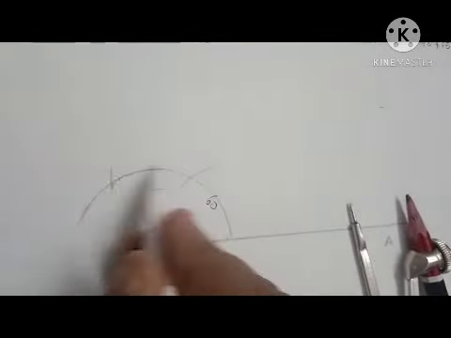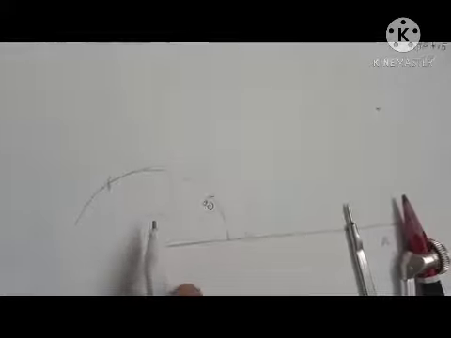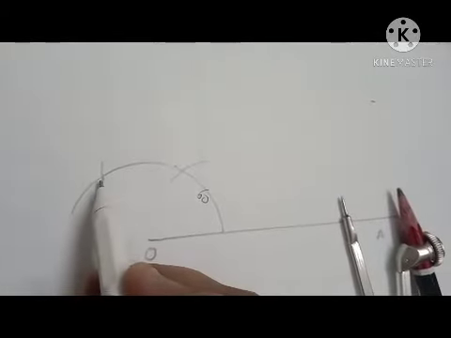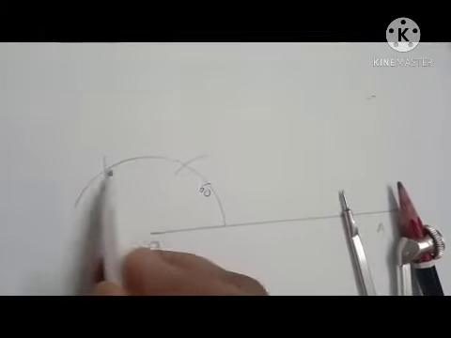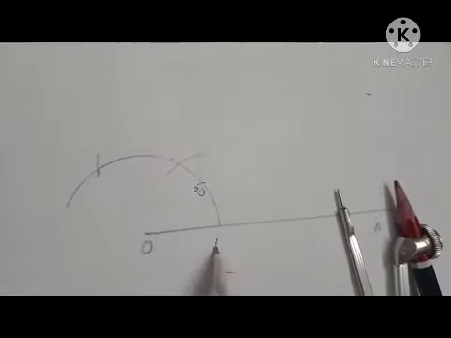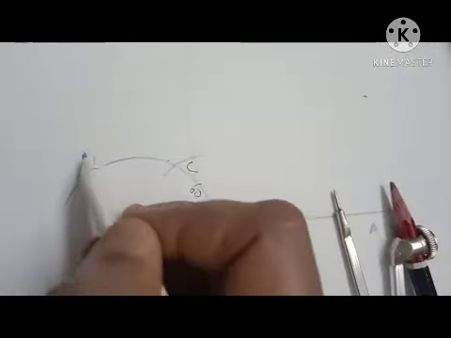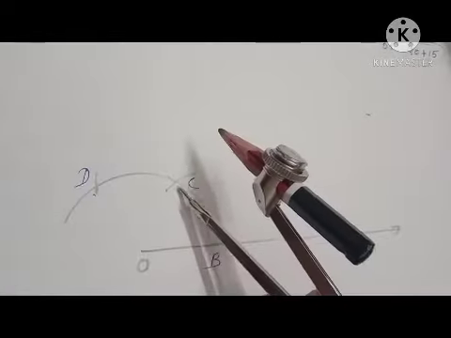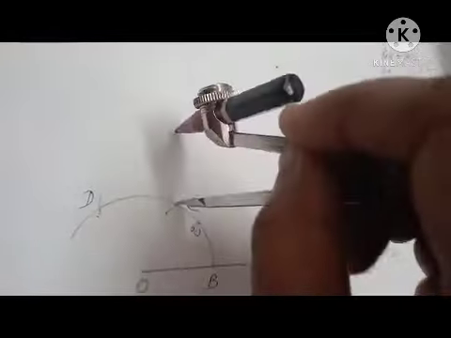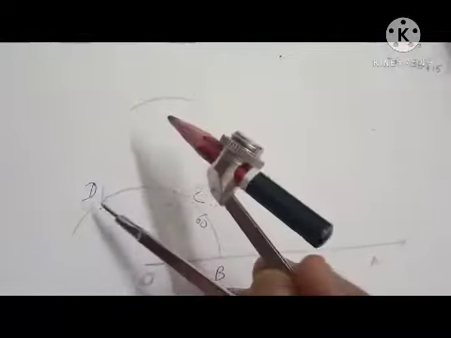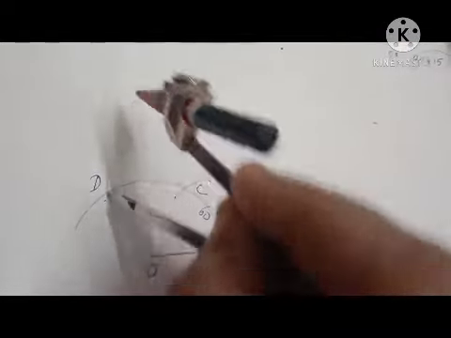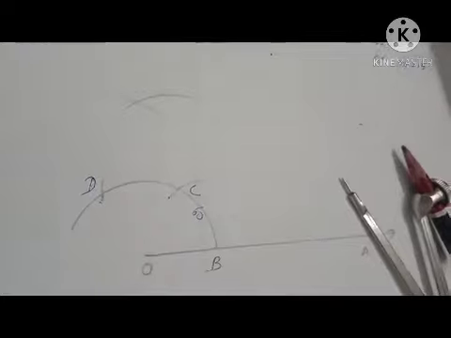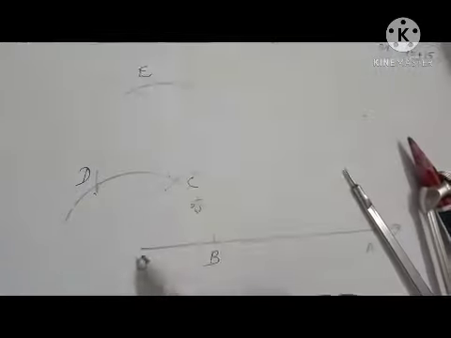Then from this 60 degree I want to get 30. So that means we have to draw the bisector of this angle 60 degree. For that we have to draw the arcs from C and D with the same measure. So here I will draw the arcs from C with any measure, but with the same measure I will draw the arc from D also. Now I got the point E. Now I have to join E and O.